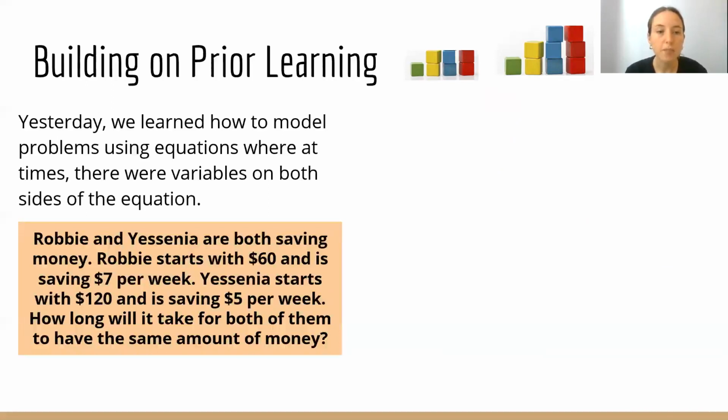Robbie and Yesenia are both saving money. Robbie starts with $60 and is saving $7 per week. Yesenia starts with $120 and is saving $5 per week. How long will it take for both of them to have the same amount of money? And to model this problem, you should have written the following equation. 60 plus 7w equals 120 plus 5w. Notice that there are variables on both sides of that equation.